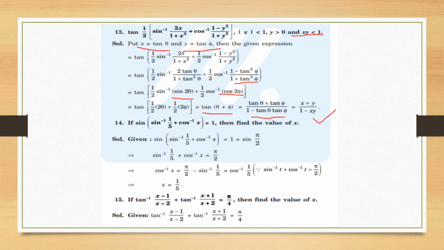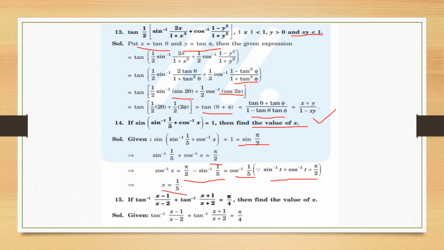Number 14 is sine of sine inverse 1 by 5 plus cos inverse x is 1. Then find the value of x. Now sine of sine inverse 1 by 5 plus cos inverse x is equal to 1. 1 means it is sine pi by 2. So sine inverse 1 by 5 plus cos inverse x is 90. We know that sine inverse x plus cos inverse x is 90. So it simply means that cos inverse x is 90 minus sine inverse 1 by 5. So this result, 90 minus sine inverse 1 by 5, is cos inverse 1 by 5. So cos inverse x equal to cos inverse 1 by 5 gives me x is equal to 1 by 5.